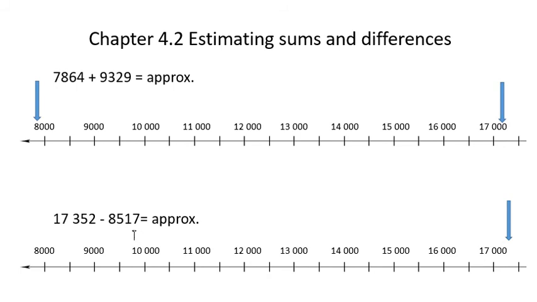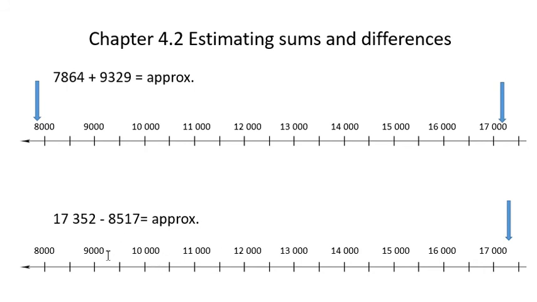That's right here. Now this is saying subtract 8,517. In other words, remove 8,517. So let's do that. I'm going to count to the left by 8,000 and see where we end up. So I'm going to start just to the right of this 17,000. We're going to count backwards by 8,000. So 1,000, 2,000, 3,000, 4,000, 5,000, 6,000, 7,000, 8,000.